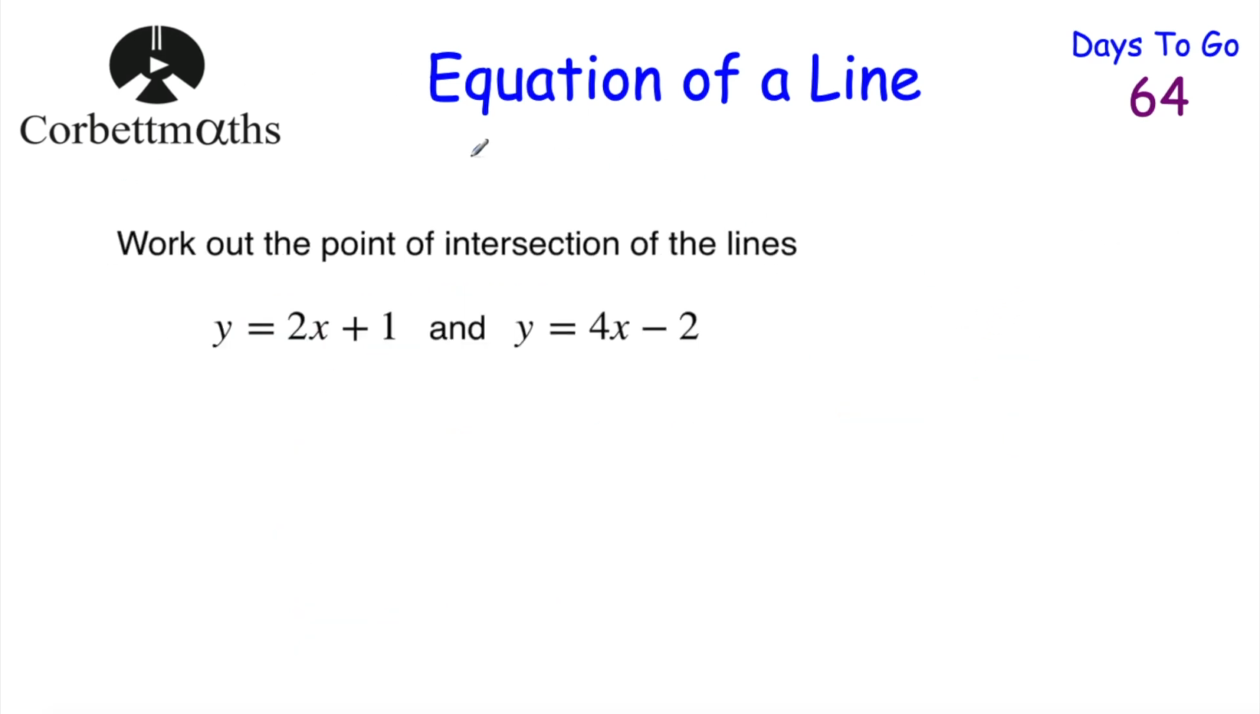Okay, let's have a look at our next question. So our next question says, work out the point of intersection of the lines y equals 2x plus 1 and y equals 4x minus 2. So we want to find where these straight lines cross each other. So feel free to press pause now and figure out where these straight lines cross each other.